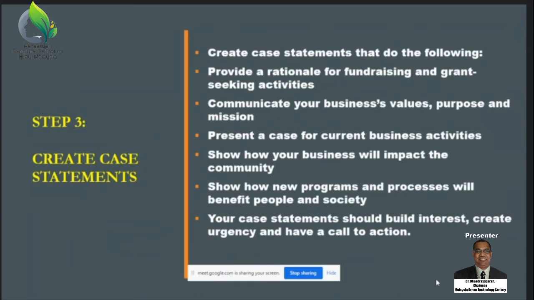Present a case for current business activities. Currently, how is your business flowing? What is your case now? Show your business will impact the community. That means show them that the business you're doing has a big impact on the community. Show how new programs and processes will benefit people and society. And finally, your case statement should build interest, create urgency, and have a call to action.